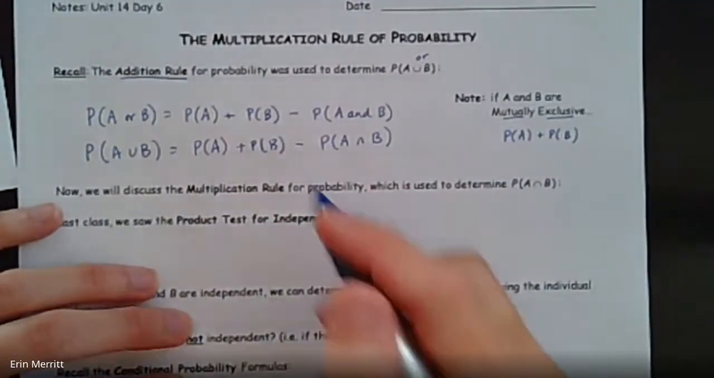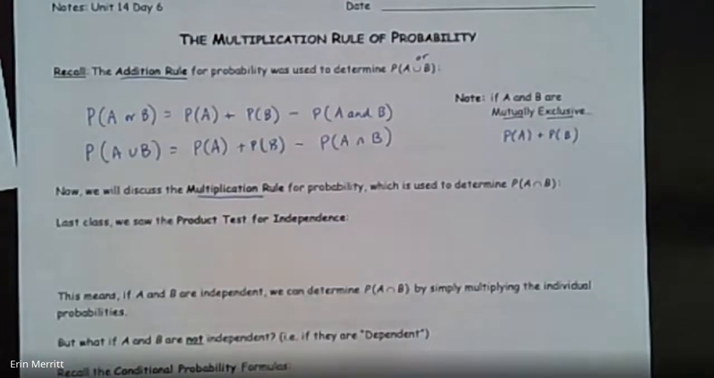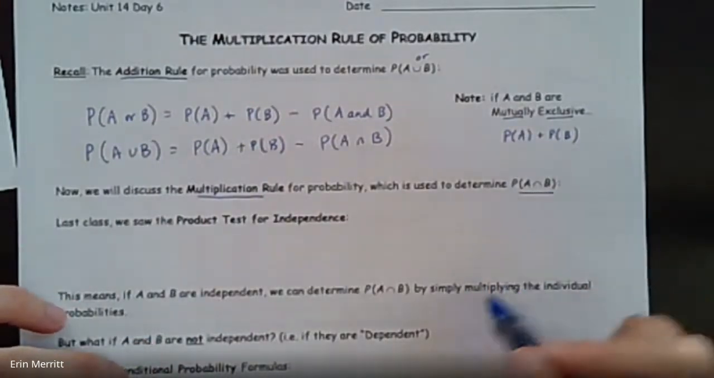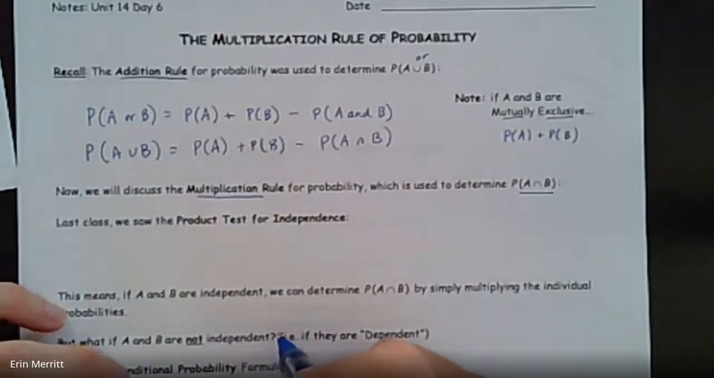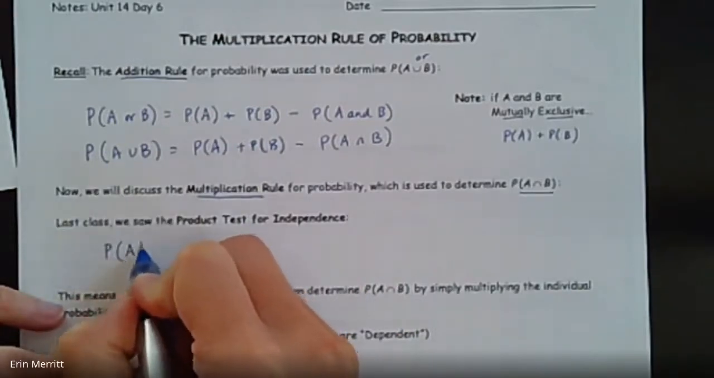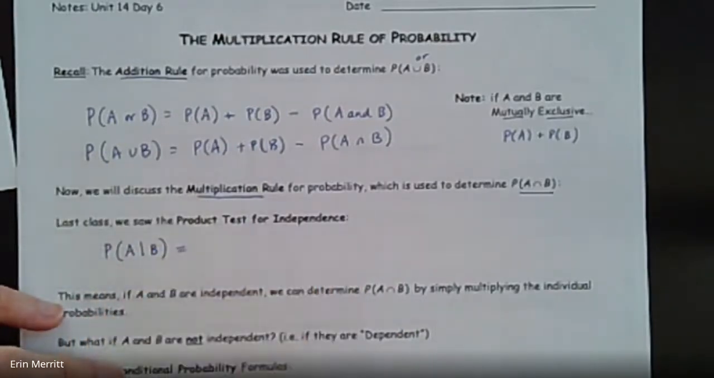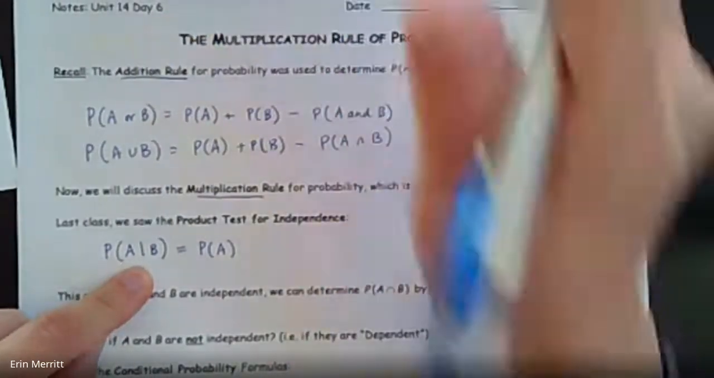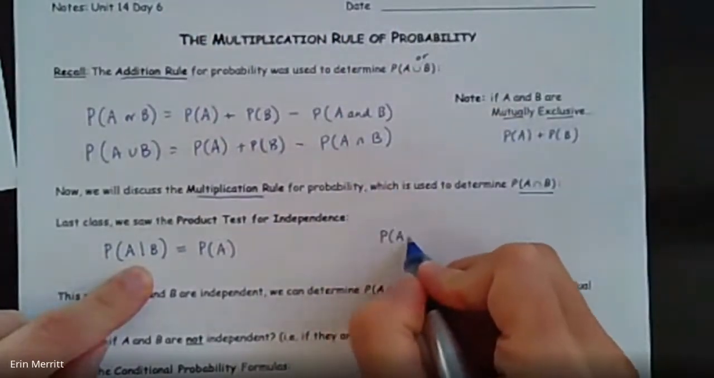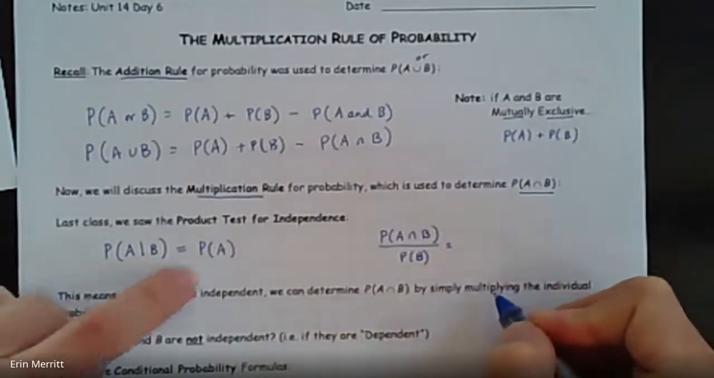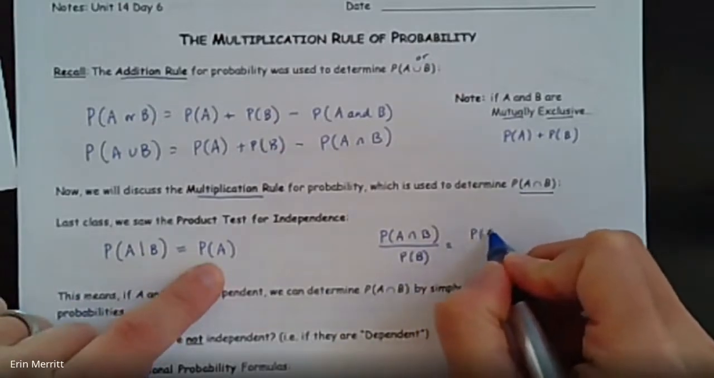And it says we're going to discuss the multiplication rule for probability, which is used to determine this little guy right here. So it's saying in the last class we saw the product test for independence. Right? So the test for independence was the idea of the probability of A given that B happened. Is that the same as just the probability of plain old A all by itself? All right. But we had to figure out, well, how do you calculate this conditional probability? So that's the probability of A and B over the probability of B. And then is that the same as the probability of A?